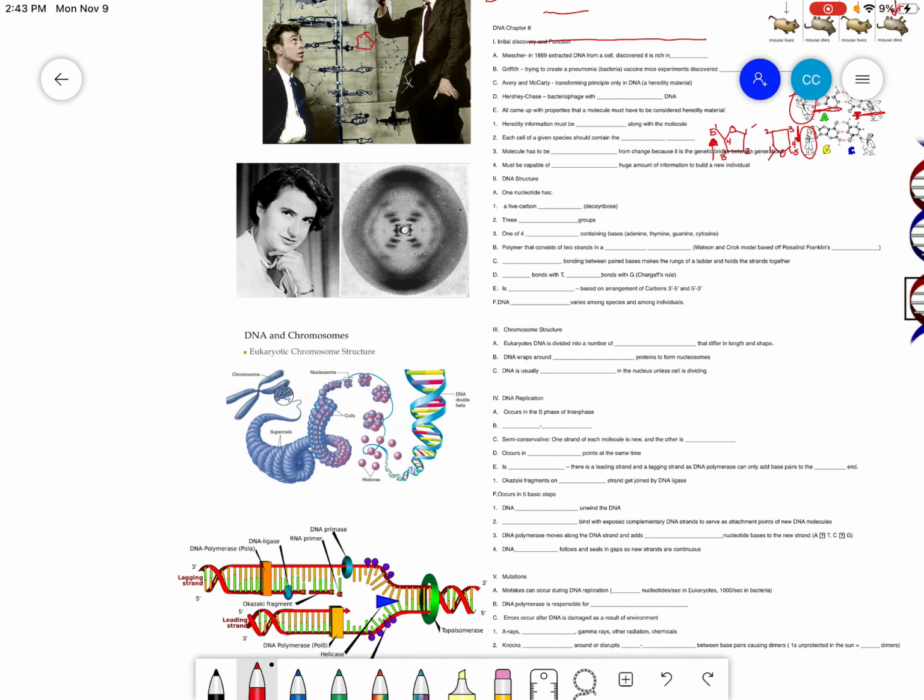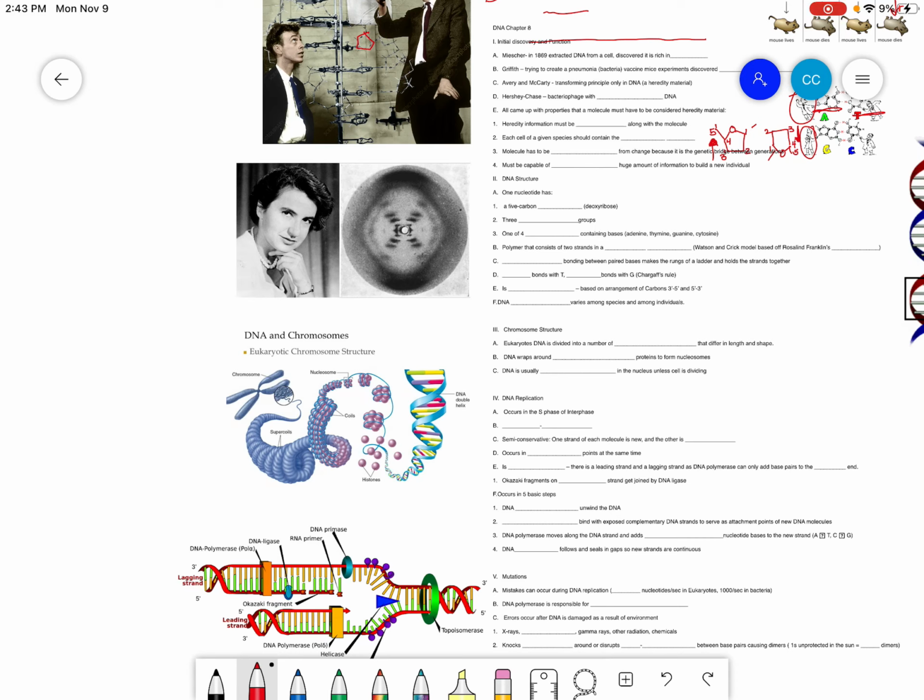Okay, these are part 2 of your DNA chapter 8 notes. We're going to talk about chromosome structure. In eukaryotes, DNA is divided into a number of chromosomes that differ in length and shape. DNA is usually unwrapped in the nucleus unless the cell is dividing.